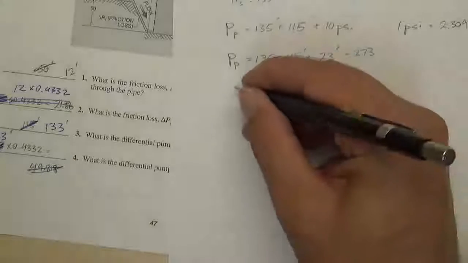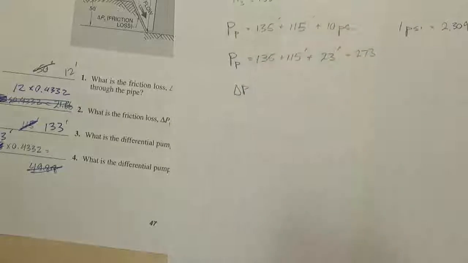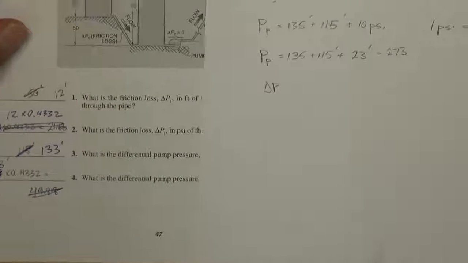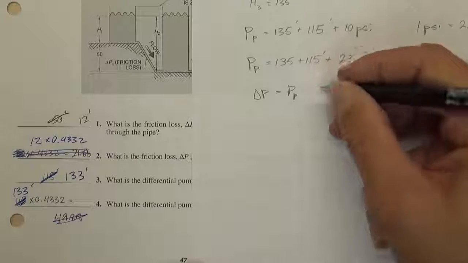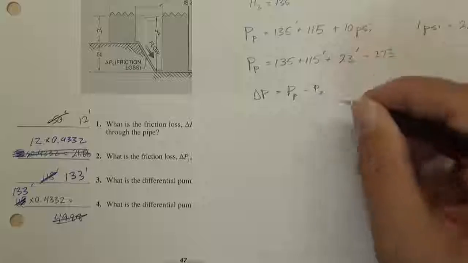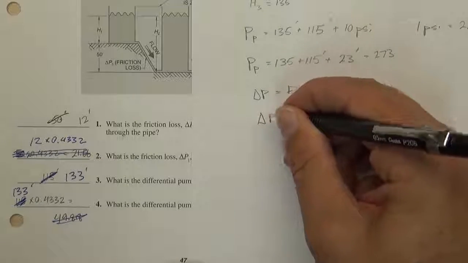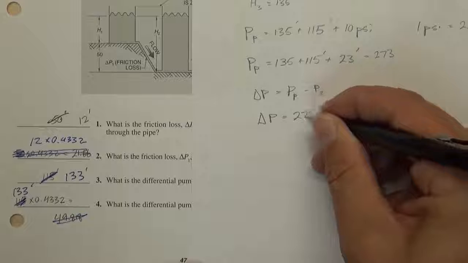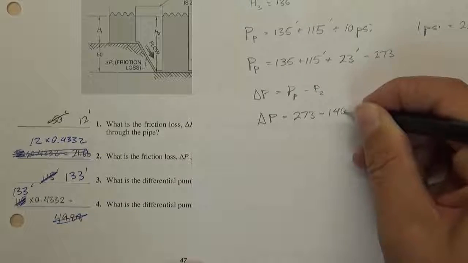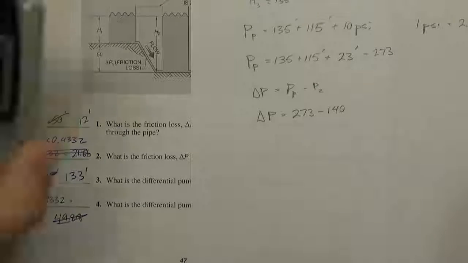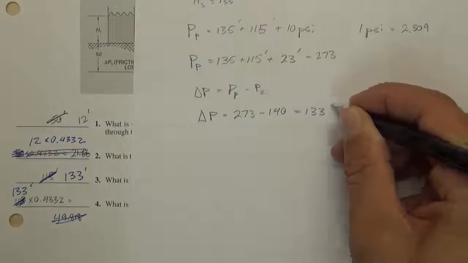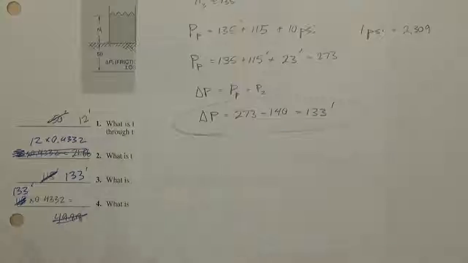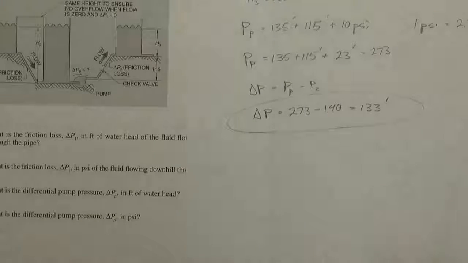Now delta P across the pump, that's the pressure the pump has to generate to make all this work. It's going to be equal to this P sub P minus P2. We call it P2 because it's out of tank 2. And that's going to be equal to 273 minus 140. And I get 133 feet. So there it is. That's the hardest part of 9-3.